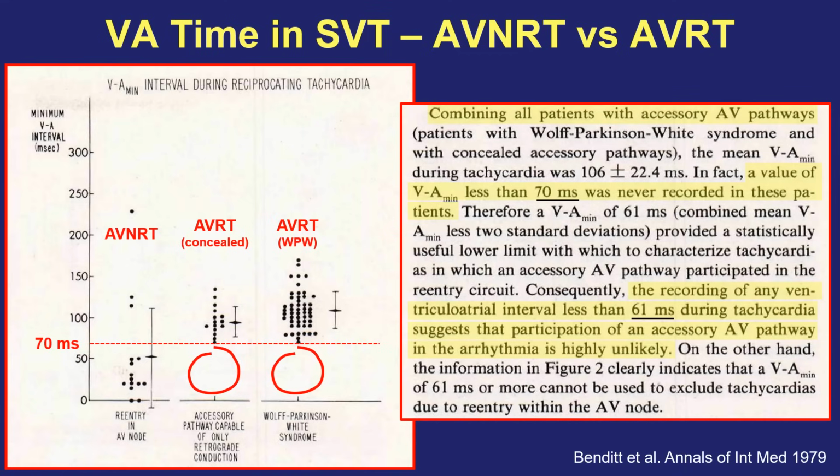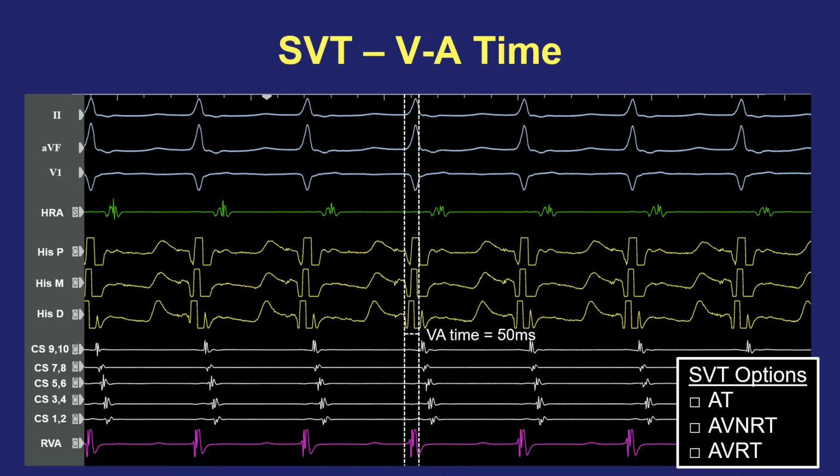So back to our tachycardia here, this VA time can allow us to cross off AVRT because 50 milliseconds is shorter than 70 and shorter than 61 milliseconds. So we can be quite confident that there's no way there was enough time, if this had been AVRT, for you to get from the beginning of the QRS back up to the atrium this quickly. And so that's very helpful. Even while the activation sequence was not, the timing is.